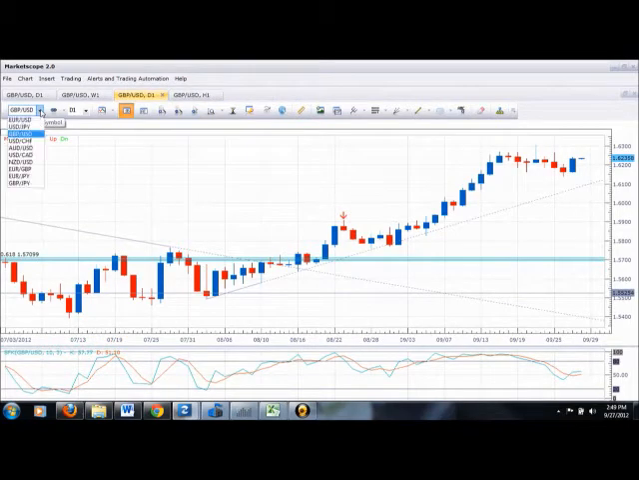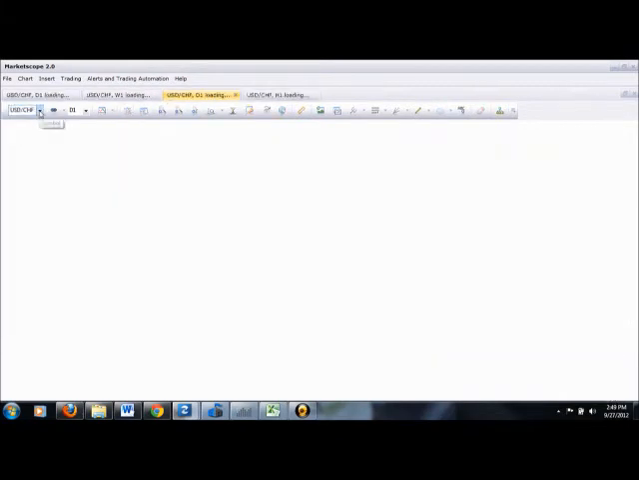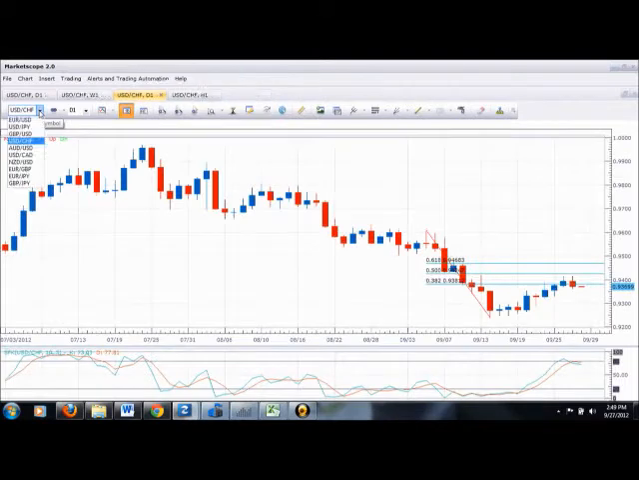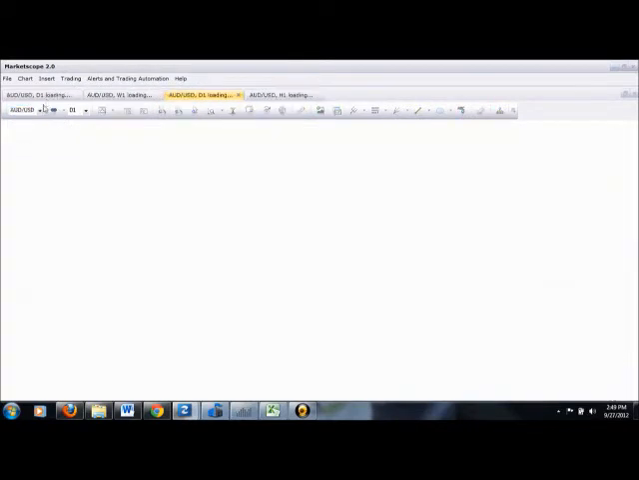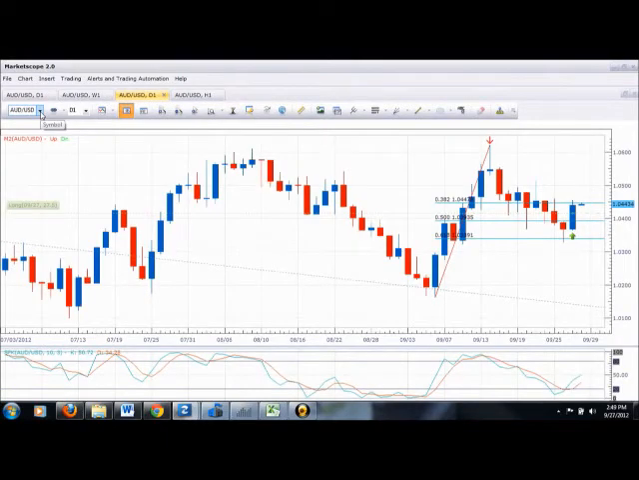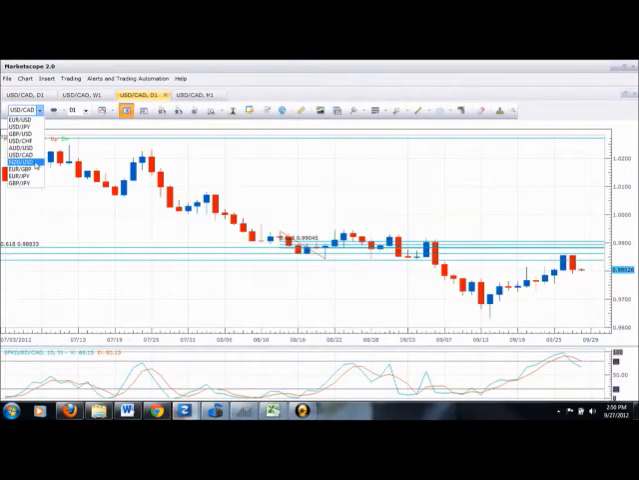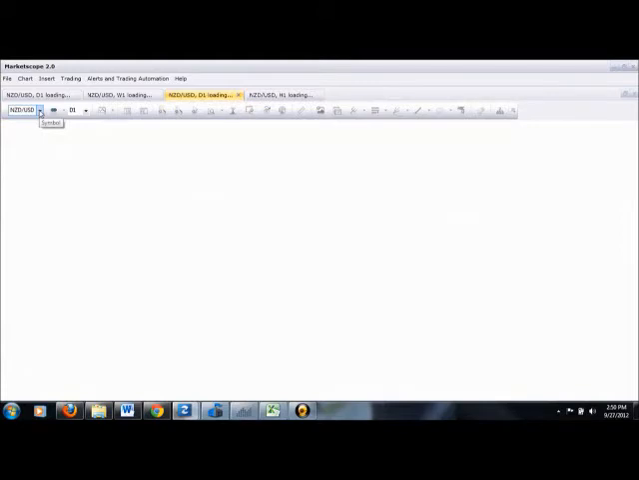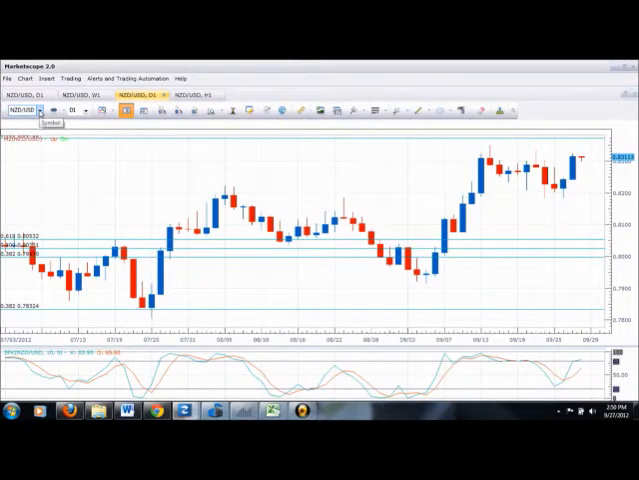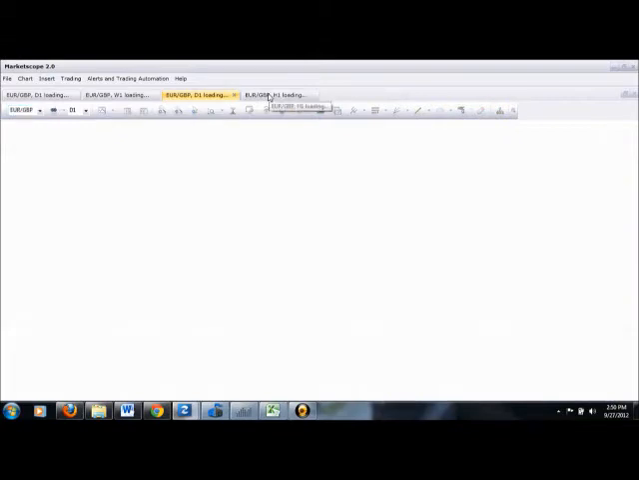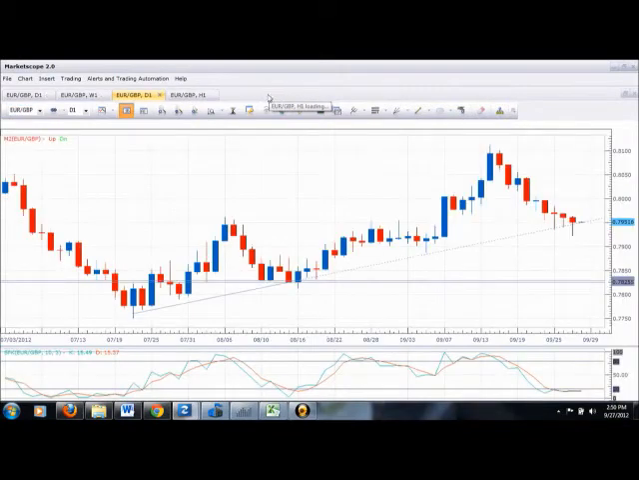Back to the 50%. Dollar Swiss, overbought. Aussie dollar, very nice, but no setup. Dollar CAD, overbought. Kiwi, heading up back there. And euro pound, oversold as well, but there's no setup.